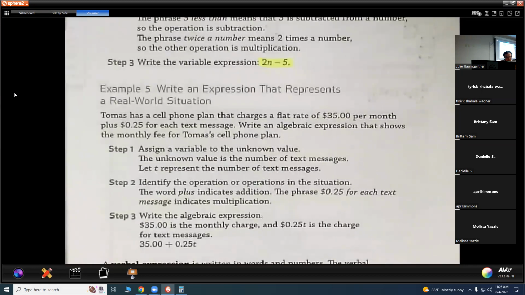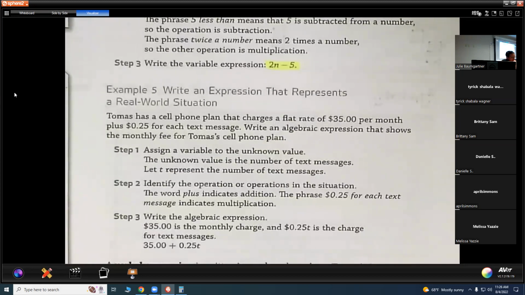All right, so here they have what they're calling a real world situation example. So Tomas has a cell phone plan that charges a flat rate of $35 per month plus 25 cents for each text message. So kind of an old book, right? Luckily, we don't have to worry about that too much these days. Anyway, write an algebraic expression that shows the monthly fee for Thomas's cell phone plan.